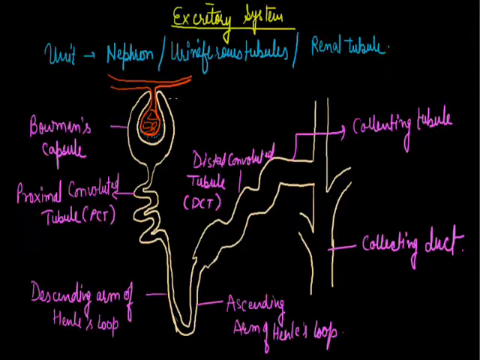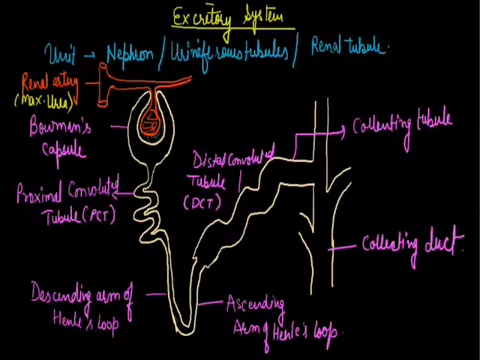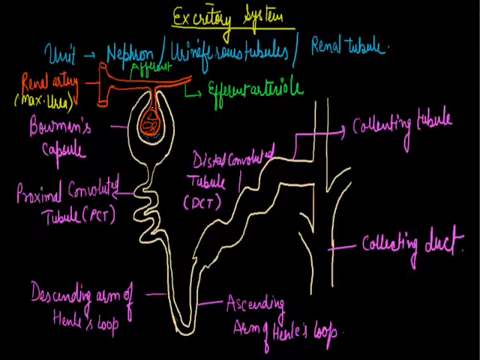I also draw the veins and arteries here. The renal artery forms a branch that provides blood to the nephron. As I told you earlier, this one contains maximum urea. This is the afferent arteriole, while this is the efferent arteriole. Through the afferent arteriole, it provides blood to the Bowman capsule.